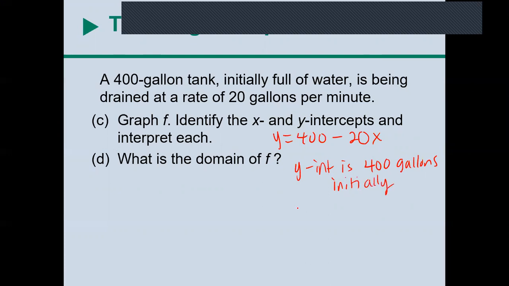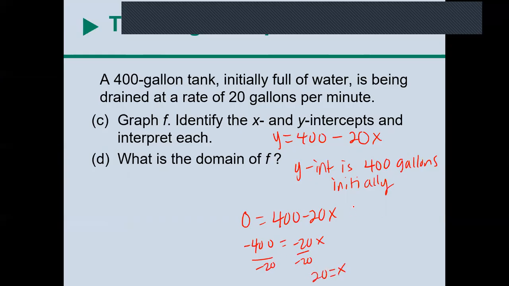Okay, your x-intercept is what you're going to find next. So remember, for the x-intercept, all you're doing is plugging in 0 for y. So 0 equals 400 minus 20x. And you're going to subtract 400, and that leaves you with negative 20x. And when you divide it all out, you're going to be left with 20.